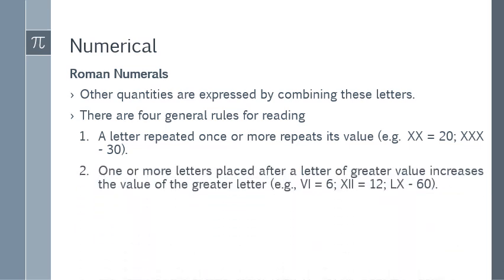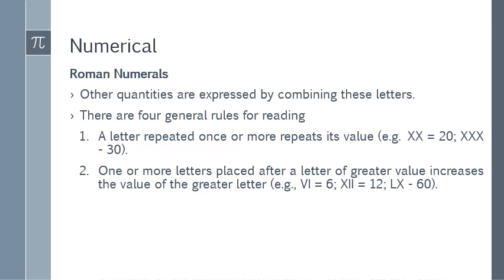Rule number 2 is one or more letters placed after a letter of greater value increases the value of the greater letter. Now in VI, the V represents 5 and I represents 1. As I is after V, it will increase the value of 5. So 5 plus 1 is equal to 6. So VI represents 6.